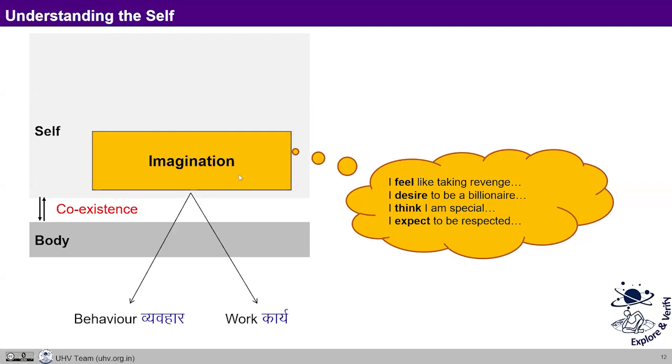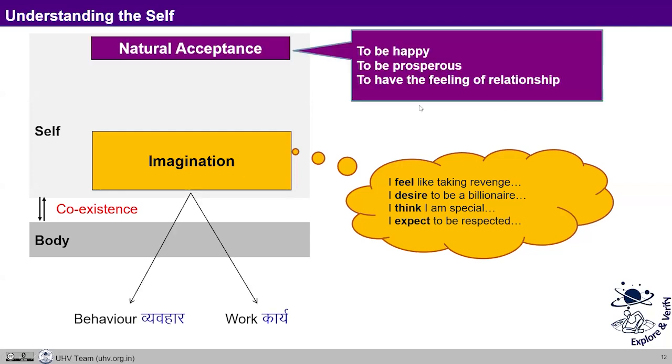Now, basically, this imagination guides my behavior or work. And I have the natural acceptance here, which is to be happy, to be prosperous, to have the feeling of relationship. So is there a dialogue between the two or not? So this whole representation is something new. We are sharing it in a different manner here.